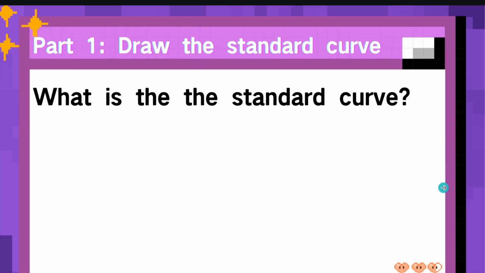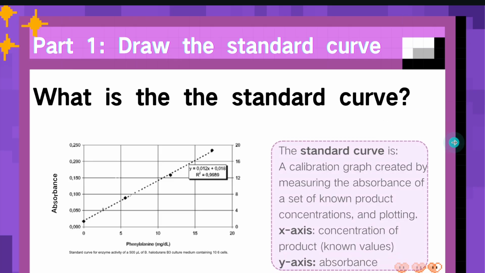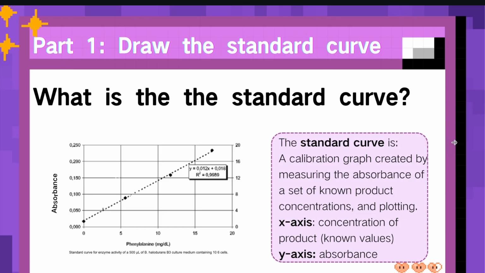In the first part, what is the standard curve? Here, this is in sample. The standard curve is a calibration graph created by measuring the absorbance of a set of known product concentrations and plotting the x-axis as the concentration of products. Since this is a standard curve, all the solutions here are standard solutions, which are known values. The y-axis is the absorbance.